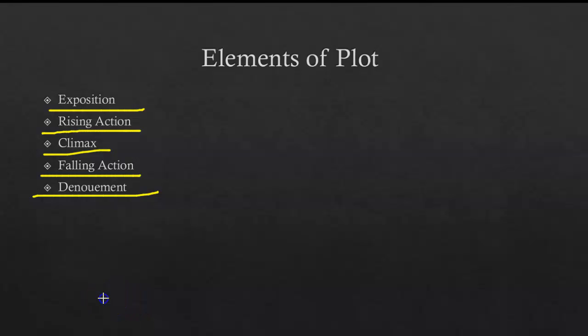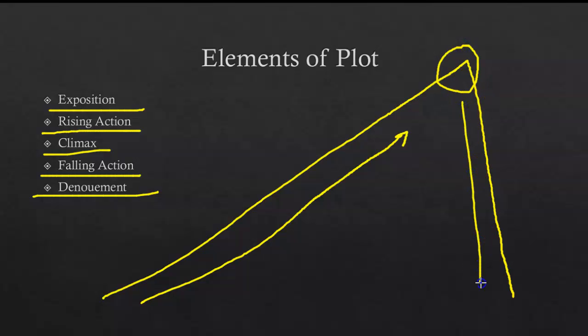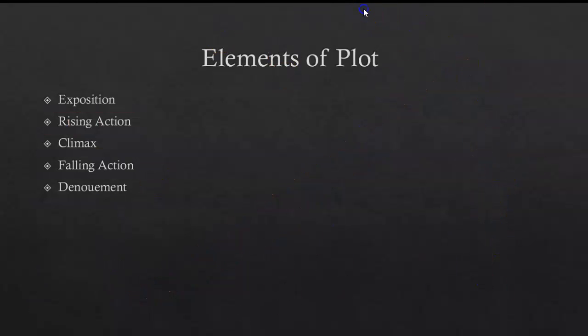Okay, and then I also want to point out that you've probably seen plot sometimes described graphically like this. It's called Freytag's pyramid, and that's because the story builds. You know, we talk about a story building to the highest point of tension, a climax, and then very quickly moves to the end of the story. And that's sort of a graphic perspective on plot.